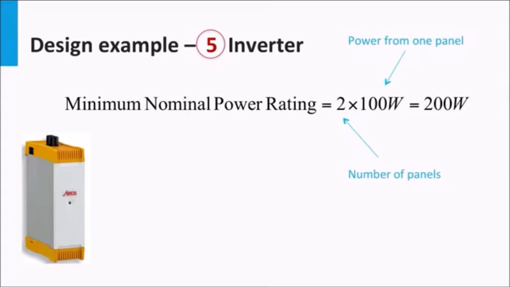So the required PV power is 200 watts. The inverter should be able to at least handle this power. Thus, we say that the minimal nominal rating of the inverter is 200 watts.